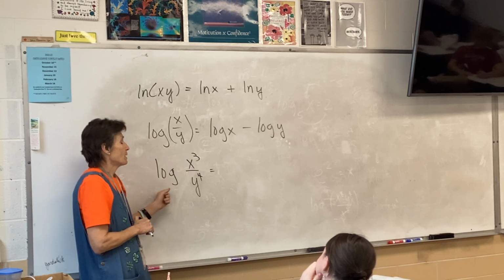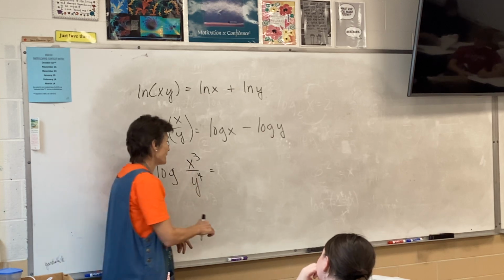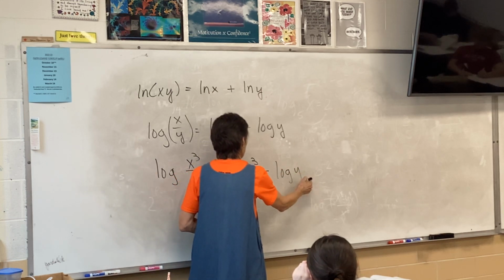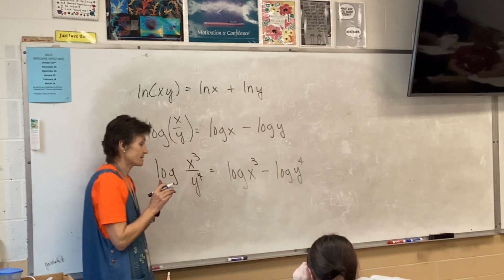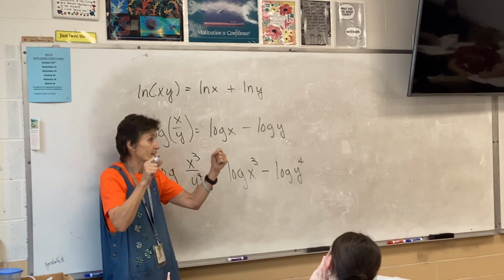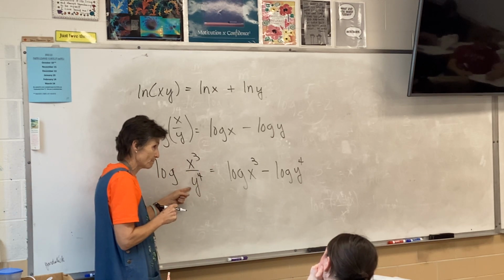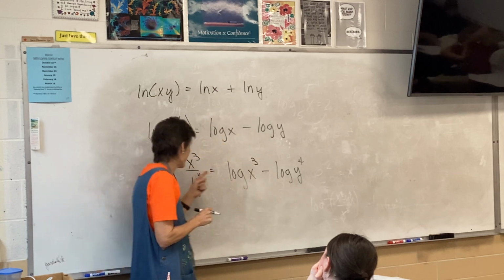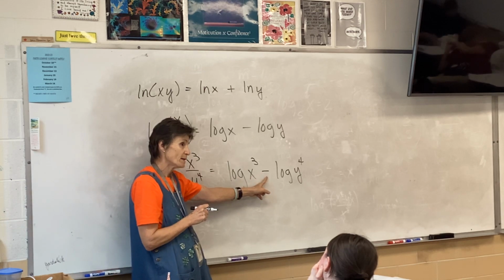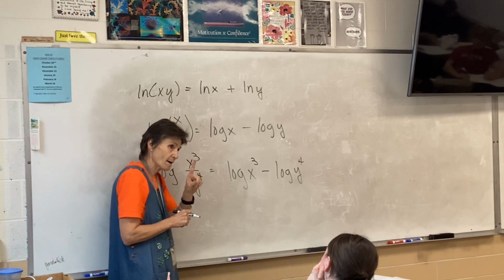All right, now, this is a division problem, right? So when it comes apart, it's going to come apart as a subtraction. Now notice, I've got these powers on here, but the first step is to break it apart into its individual logarithms. Each letter is going to get a logarithm. So we're going to have the log of x cubed, we're going to have the log of y to the 4th. Why did I put a minus between here? Because that's a division.